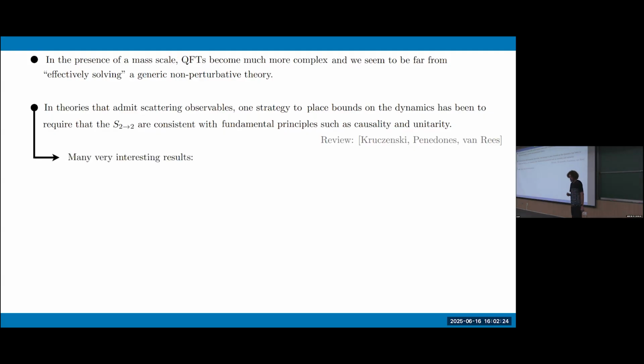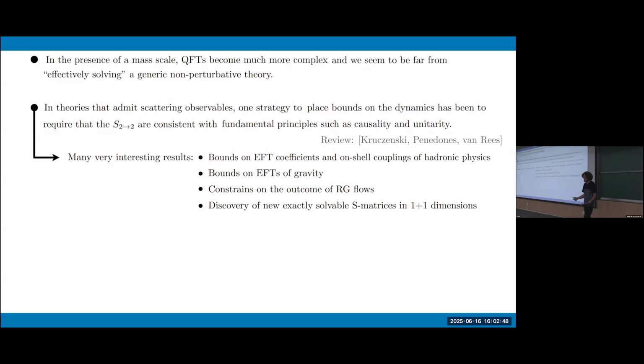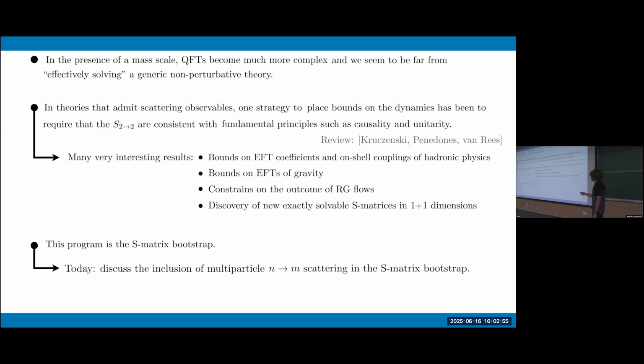Now, there have been many successes in this direction. For example, on bounding effective field theory coefficients and on-shell couplings in hadronic physics, bounds on effective field theories of gravity, constraints on the outcome of RG flows. So you start with some UV CFT, you deform it, you land on some massive phase, you study scattering in this phase, and you constrain the dynamics. Or, for example, discovery of new exactly solvable S matrices in 2 dimensions. And this program is, of course, the S-matrix Bootstrap. And today I want to discuss the inclusion of N-to-M processes in the Bootstrap.